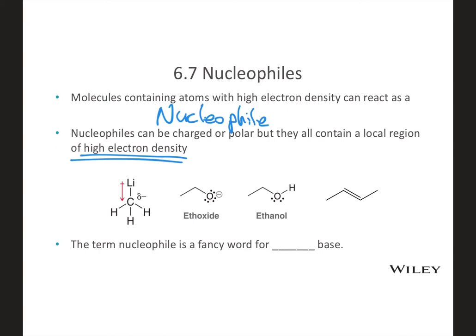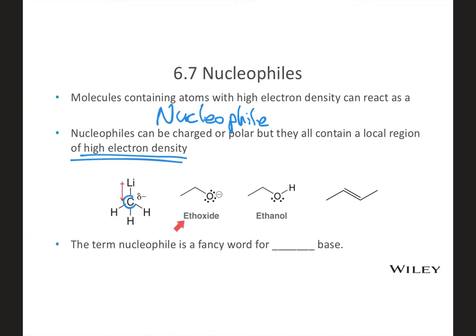For an example of something that's polarized, we can take a look at this molecule here on the left, this lithium CH3 molecule. Now, lithium is less electronegative than carbon. So the lithium-carbon bond is polarized in such a way that the carbon has a noticeably partial negative charge on it. So this carbon right there is going to be acting as a nucleophile. It has a region of high electron density, and it's looking to share that electron density with some other organic molecule.